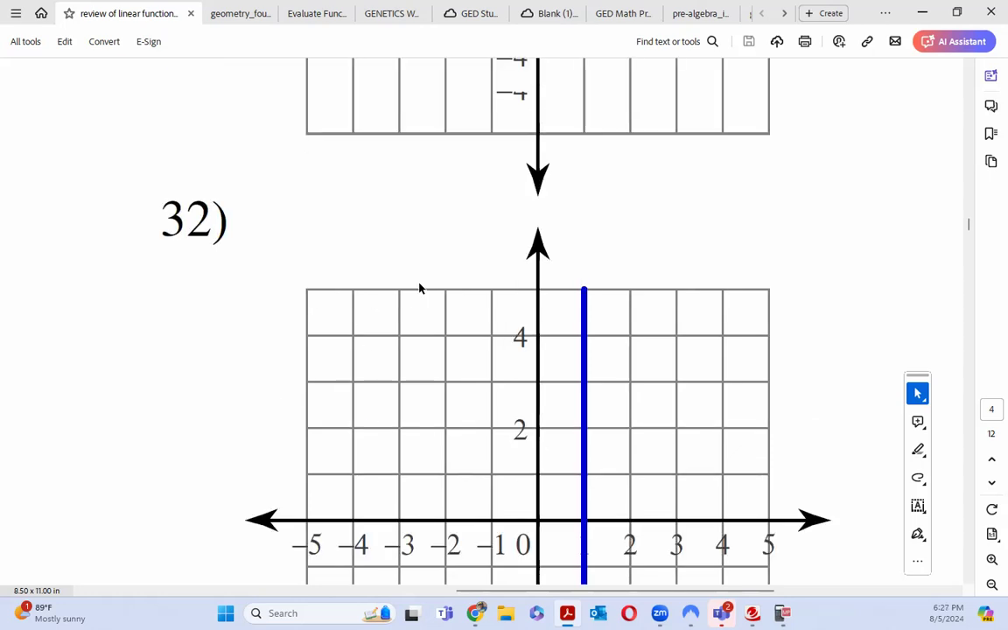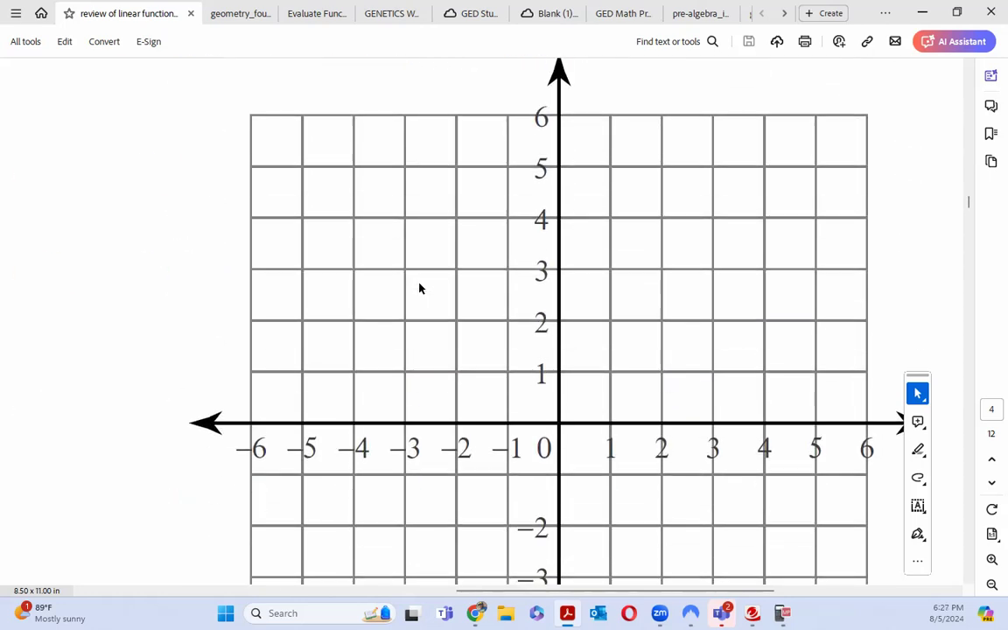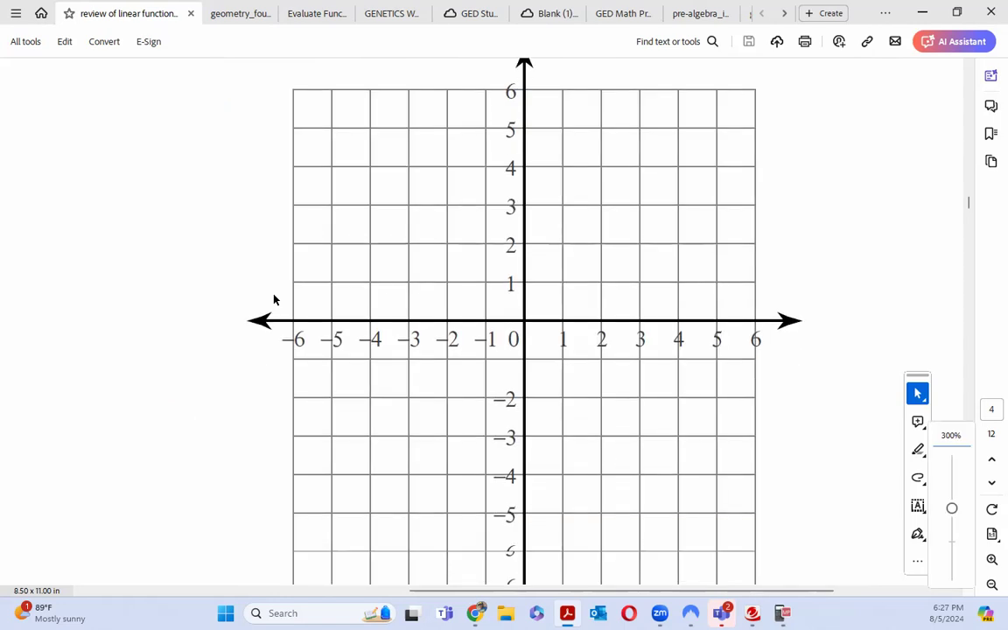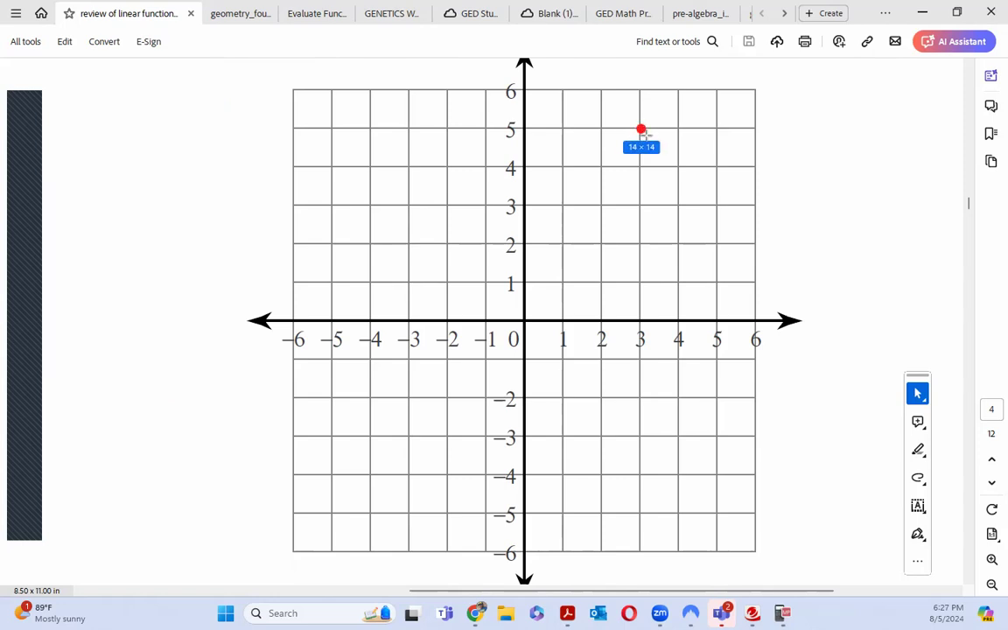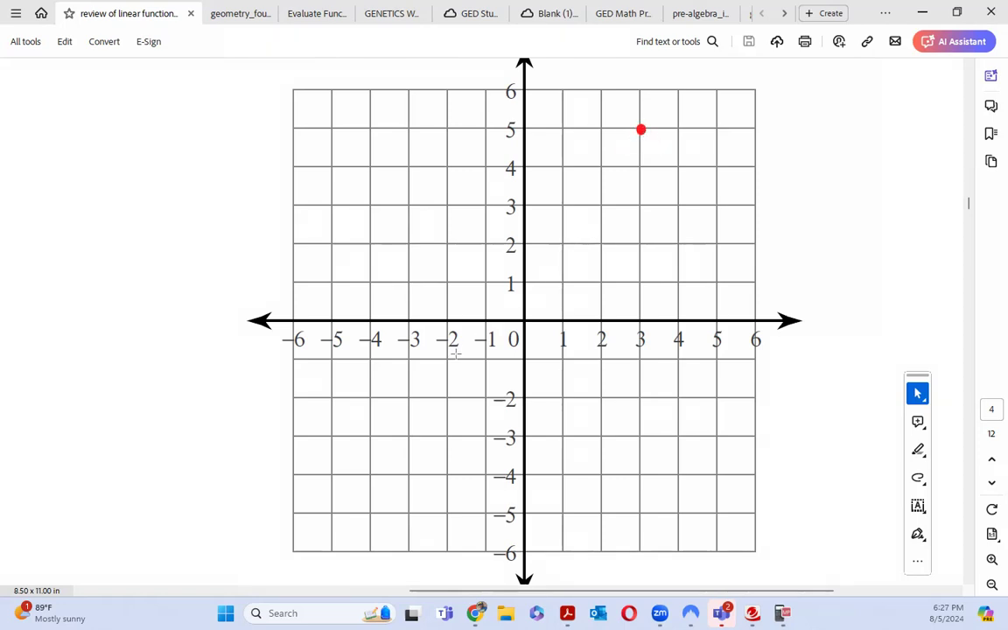So what I'm going to do is just make my own graph. I'm just going to make my own line right here. Again, I'm a math person. Understand? I can make it anything I want, anytime I want. Bang. Let's do it.